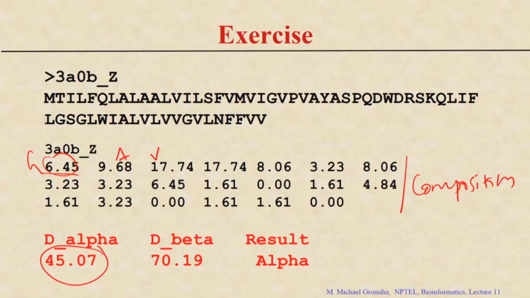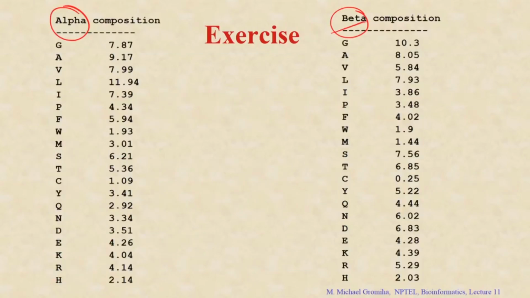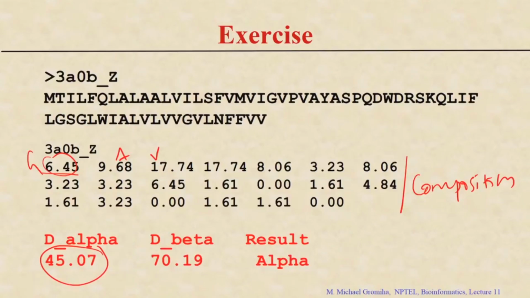Then what you have to do? Repeat the same with this beta number, and for 20 residues we calculate and sum up the absolute values, finally we get this number. Then you have to compare these two. How to decide if it is alpha or beta? Whichever is lower, because the lower deviation means it is biased to that particular protein. So, this is lower, so we can predict this as alpha.